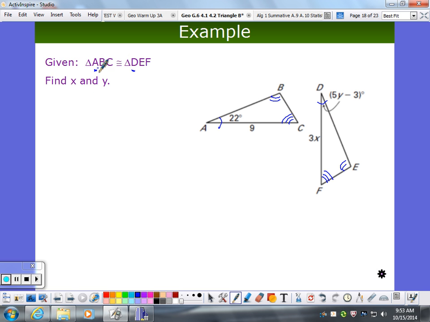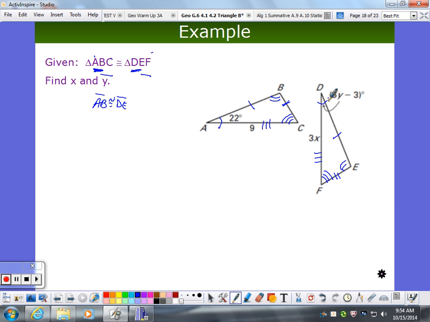I also know by my segments, AB is going to be congruent to DE. Now I like doing this markup only because we don't always give you the triangles written in that same kind of orientation. So BC and EF congruent. And then AC and DF. So now when I say find x and y, I can match them up.